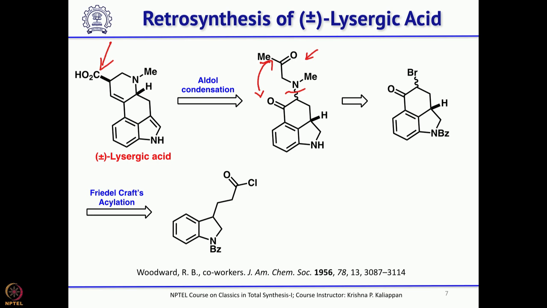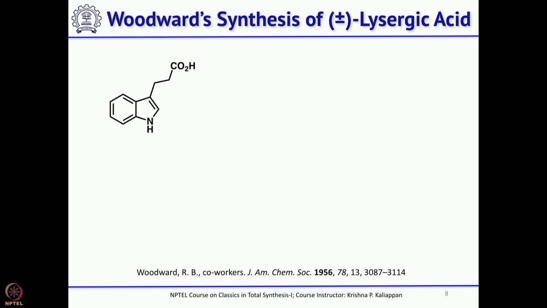The third disconnection was obviously the C-CO bond, because it is so clear that one can easily use Friedel-Crafts acylation reaction to introduce the second 6-membered ring. And this acid chloride, of course, can be obtained from indole 3-propionic acid. Okay? Let us see how he has done the synthesis.